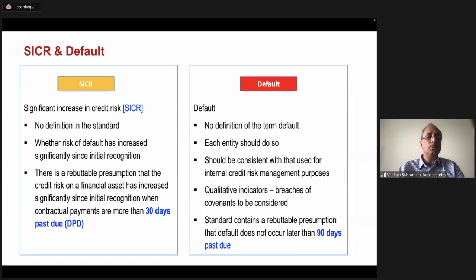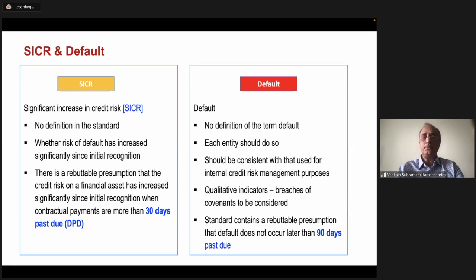Now, as I mentioned to you, there is a rebuttable presumption that the credit risk on a financial asset has increased significantly since initial recognition when the contractual payments are more than 30 days past due. So if DPD is 30 days and above, then automatically it has gone to stage 2, or you can say that a significant increase in credit risk has occurred on this particular asset.